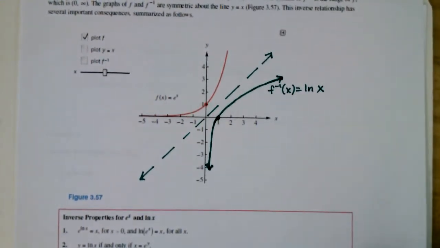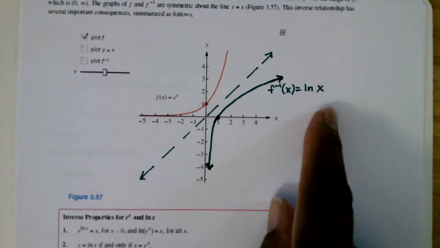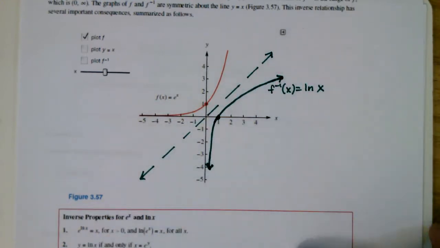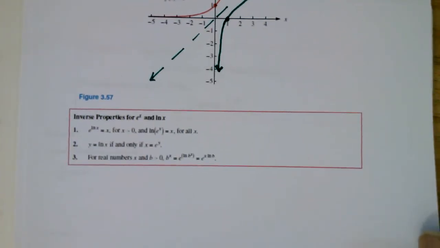All right, so basically, do be familiar that, of course, f of x equal to e to the x and f inverse of x, which is equal to ln of x, those are inverses, and they're symmetric about the graph of the line y is equal to x. All right, so now let's look at some inverse properties for e to the x and ln of x. Inverse properties.